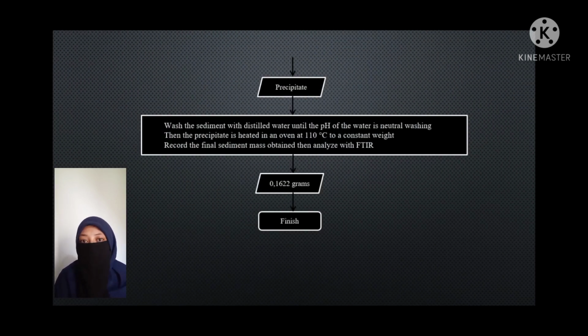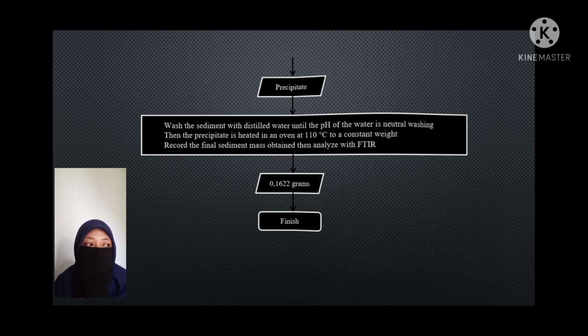Okay, first, the precipitate. Wash the sediment with distilled water until the pH of the water is neutral. Then the precipitate is heated in the oven at 110 degrees Celsius to a constant weight. Record the final sediment mass obtained, then analyze with FTIR. Result: 0.1622 grams. Finish.